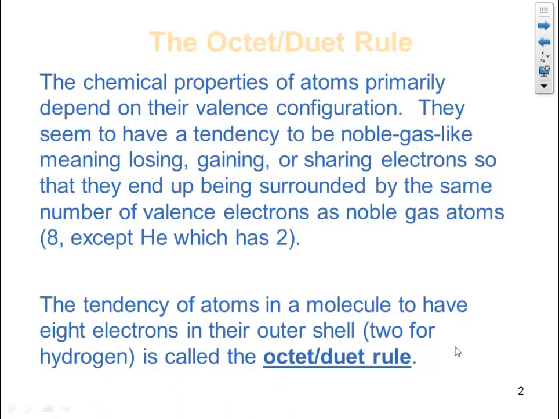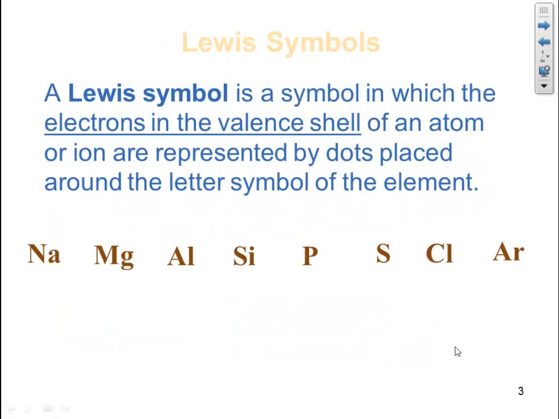The tendency of atoms and molecules to have 8 electrons in their outer shell, or 2 for hydrogen, is called the octet duet rule. A Lewis symbol is a symbol in which the electrons in the valence shell of an atom or ion are represented by dots placed around the letter symbol of the element. Valence electrons are those in the s and the p blocks.